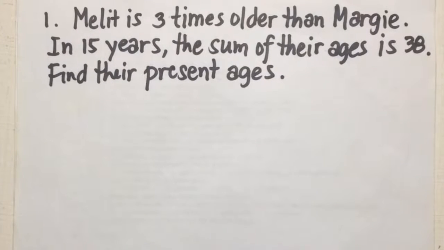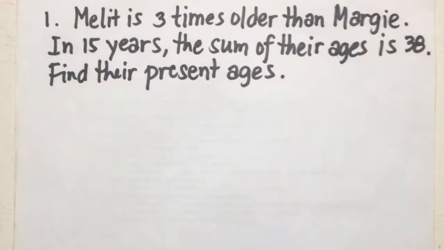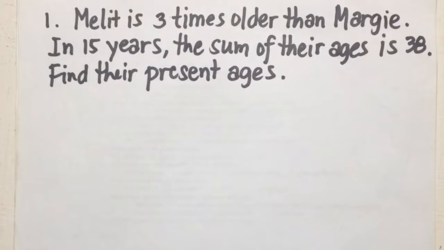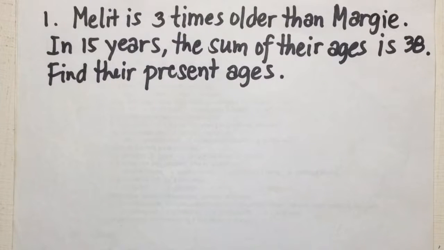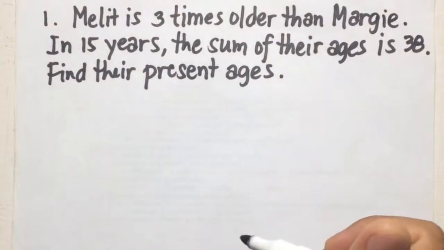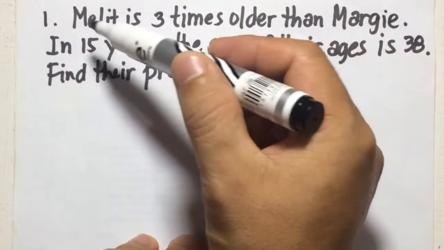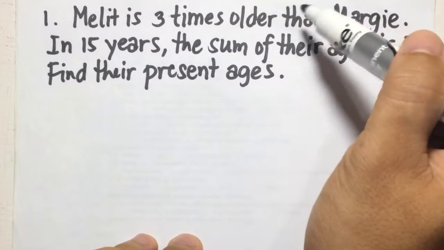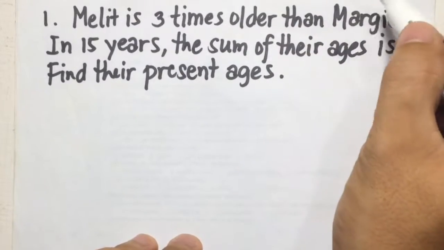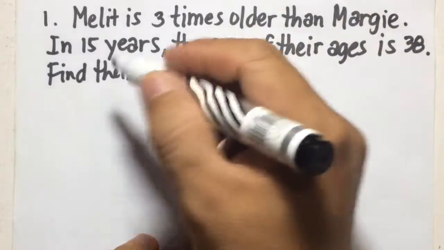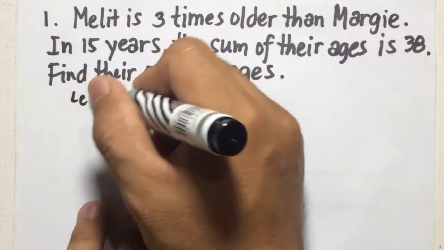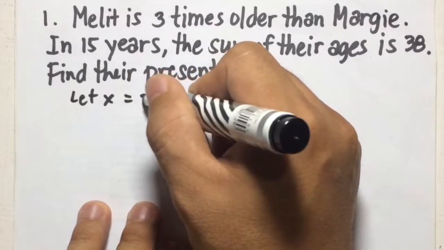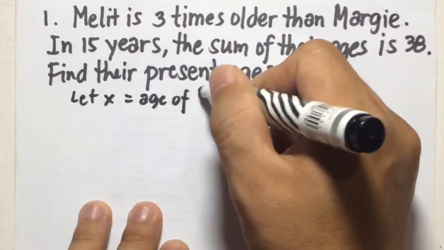Example number 1. Millet is 3 times older than Margie. In 15 years, the sum of their ages is 38, so find their present ages. Now, in this kind of problem, you need to have some representations. If we base our representations on the first sentence, Millet is 3 times older than Margie, we can represent Margie as X. So we can let X equal the age of Margie.